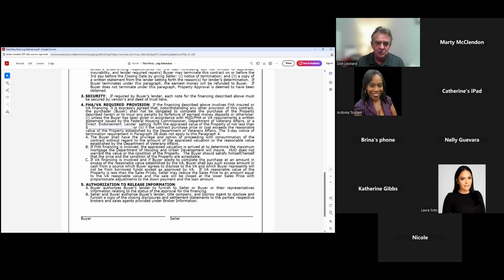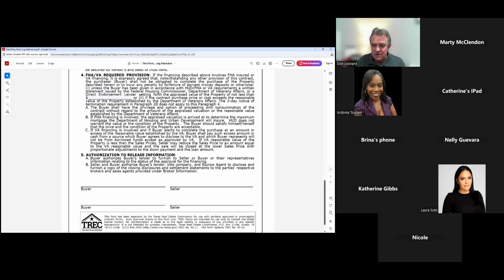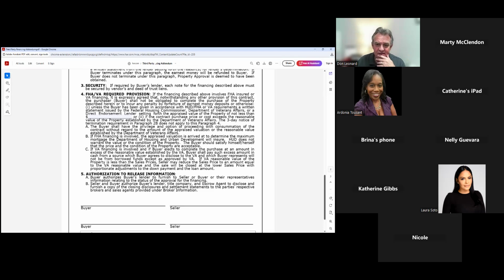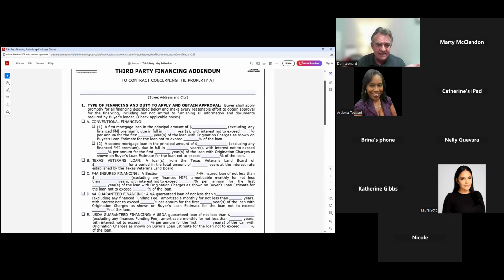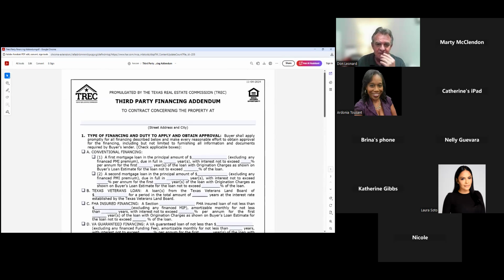We should be able to, but it's still there because enough lenders and title companies have been used to receiving it that they're still requiring it, even though the CFPB pulled back the rule and said you don't really need that anymore. So anyway, that's the third party financing addendum. Let me throw it out there. Anybody have any questions on any of that, or anything you'd like to add, or anything about this document?